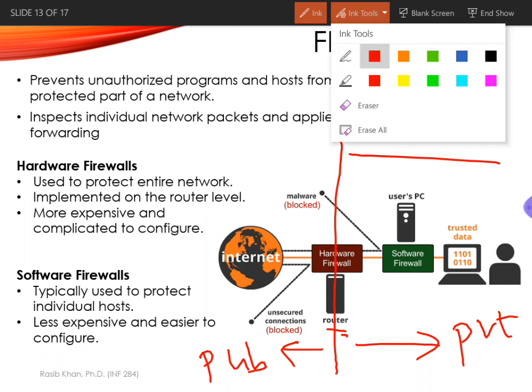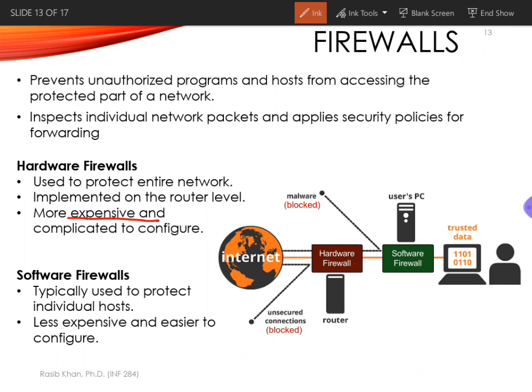These are more expensive and also complicated to manage and configure for operation. And most importantly, they are installed at the router level so that they can monitor individual packets which are coming into the network. The other kind of firewalls would be software firewalls, and they are typically used to protect individual hosts. So they're kind of like a software application which is installed on, let's say, your computer.